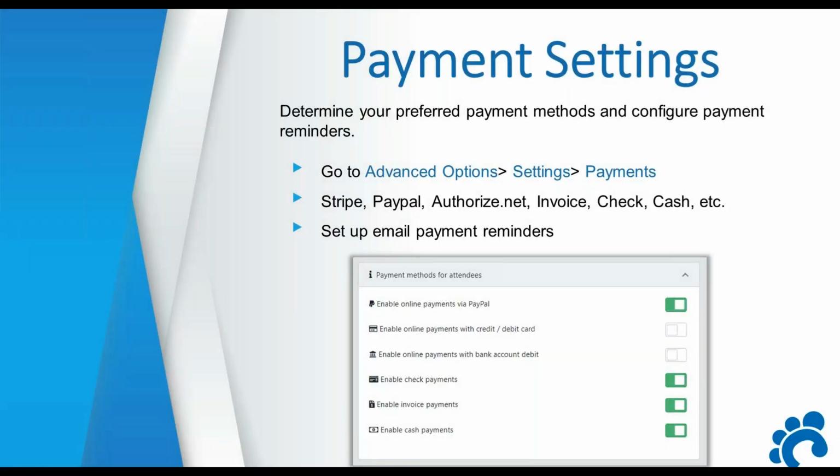And normally the next thing we would then set up would be your payment settings to determine what type of payment methods you prefer and configure those payment reminders. So to get to this section, you go to advanced options, settings, and payments, and then you can decide whether you want to use Stripe, PayPal, Authorize.net, or maybe you want attendees to choose an invoice option, or say they want to pay by check, or maybe you can offer a cash option. So you can offer your online payment portal as well as an invoice option, a check option, or a cash option. This is also the same place where you go to set up your email payment reminders.